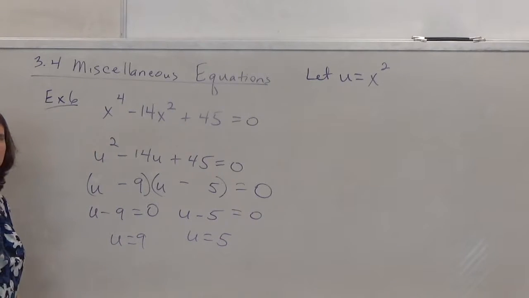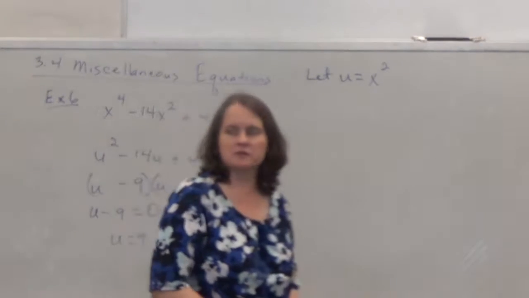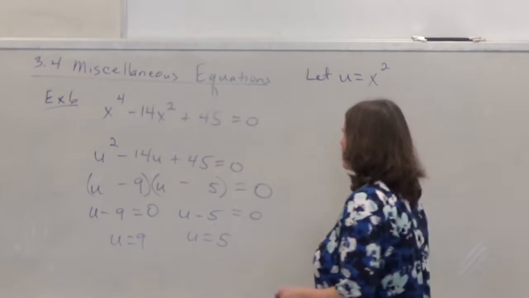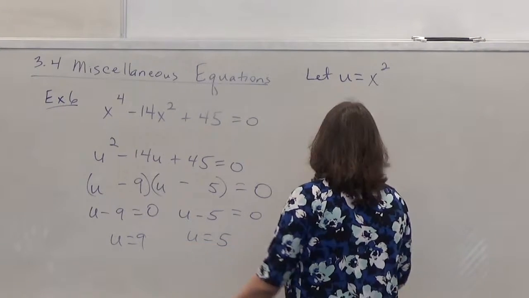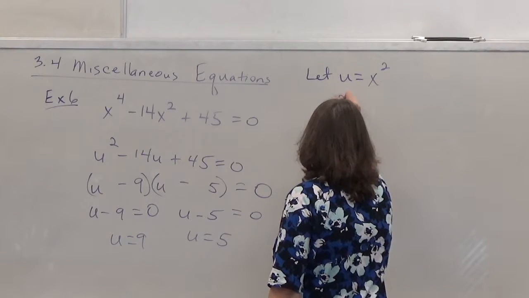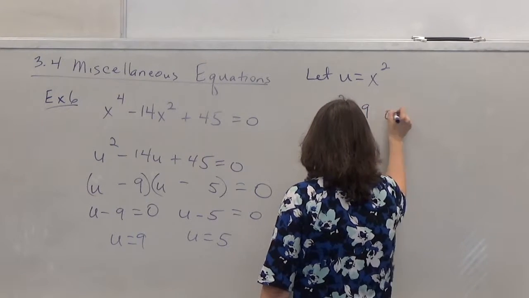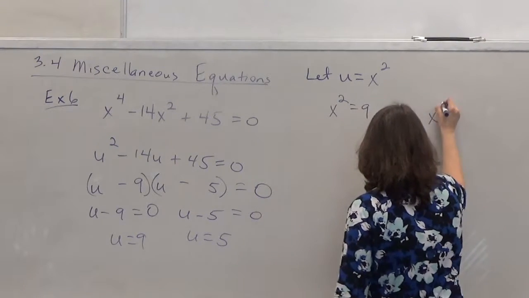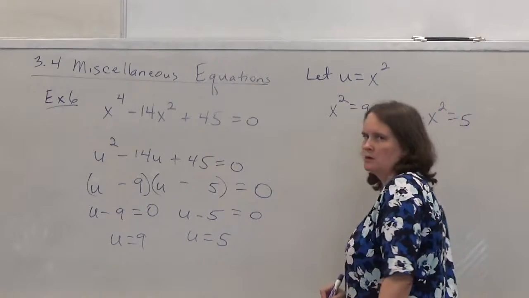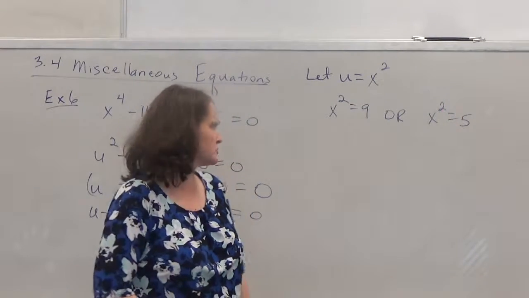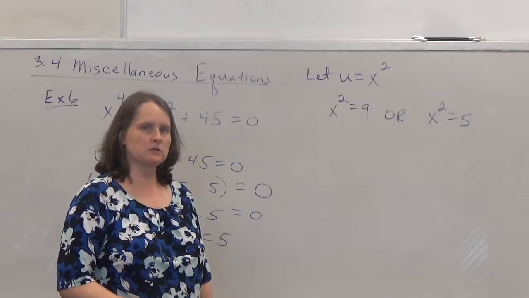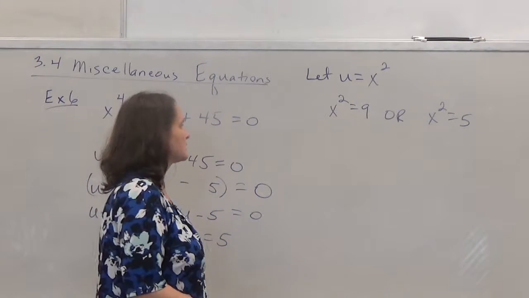Alright, so I'm almost done. I still have to solve for x. To solve for x, I've got to substitute back. So I'm going to replace u with x squared. I'll have x squared equals 9, or x squared equals 5. Now I've got it back to the same work that I was doing before, but I've got it back in terms of x now, and I can solve for x.